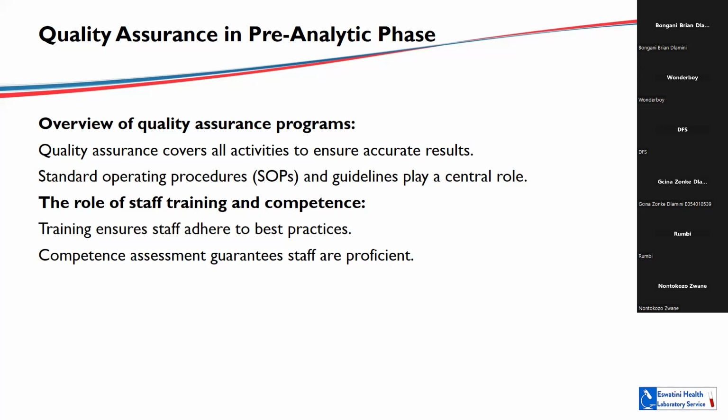Then the role of staff training and competence. Training is very crucial for the staff so that they adhere to the best practices. And the competency assessment should be done according to how the lab has specified, because having this competence assessment done and documented gives a guarantee that the staff are proficient in whatever they are doing. So it's very key that we have this and we document it.